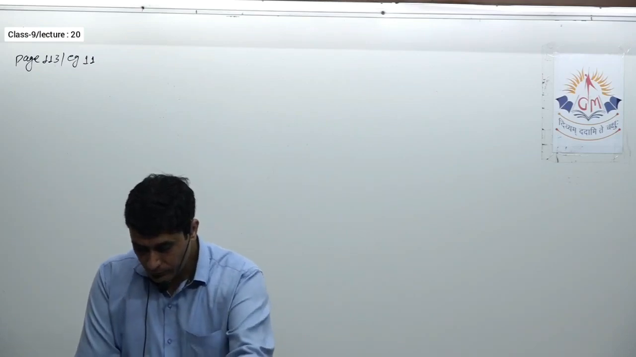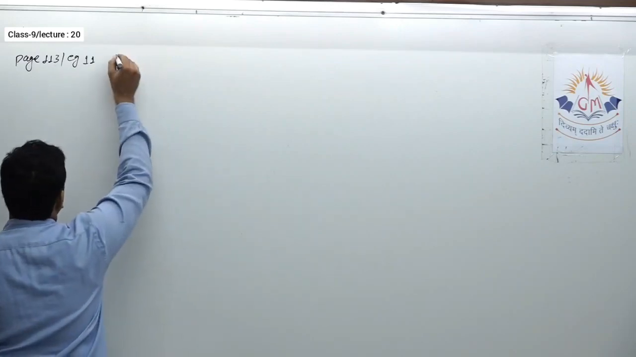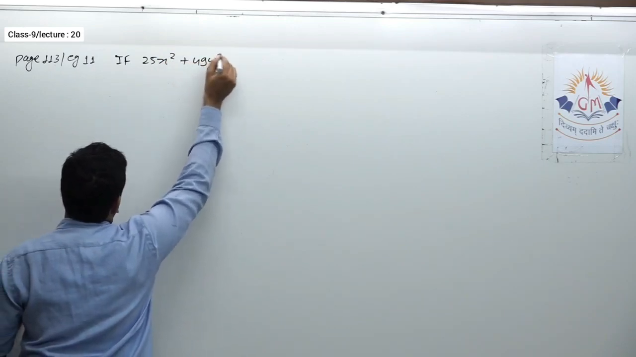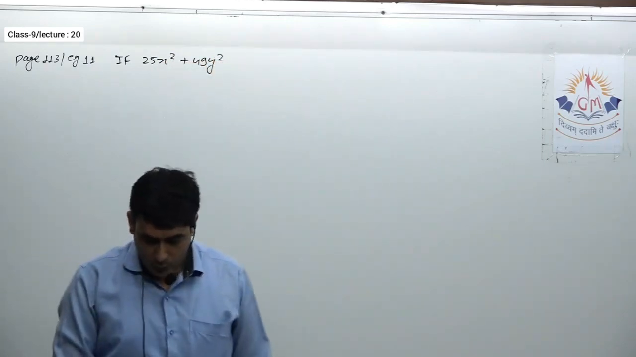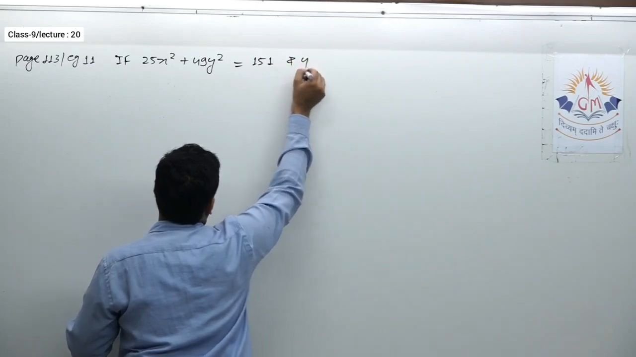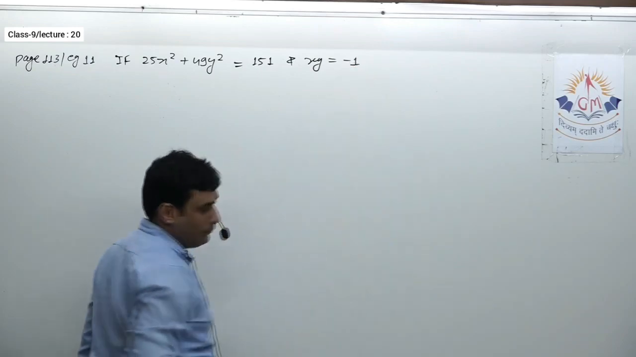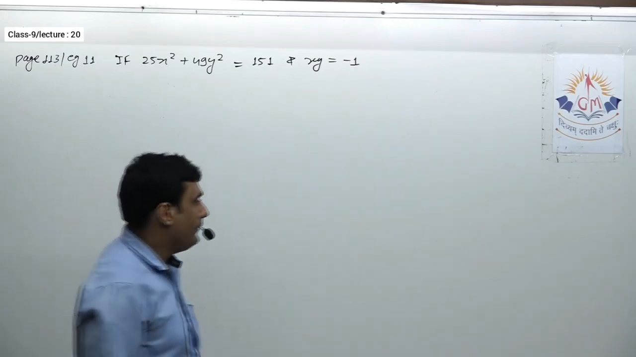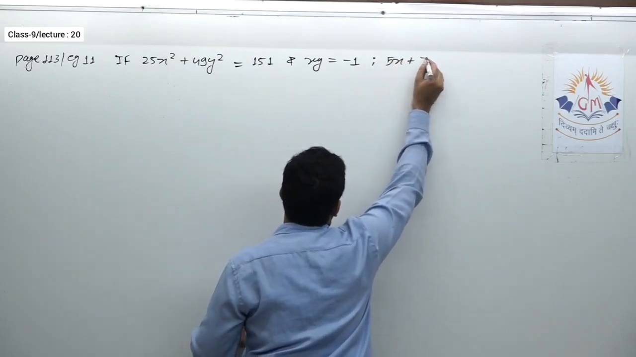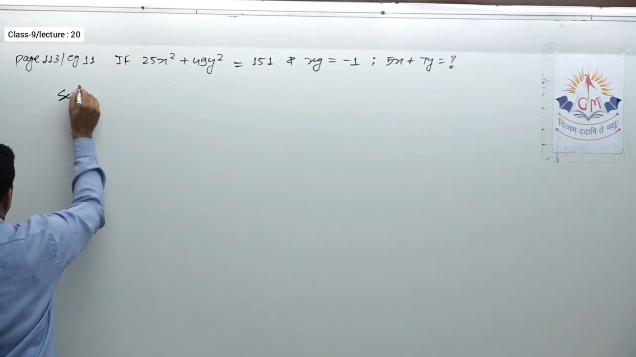It says, if 25x square plus 49y square is equal to 151, and xy is equal to minus 1, then find the value of 5x plus 7y. Okay, so now let us see how to solve this.